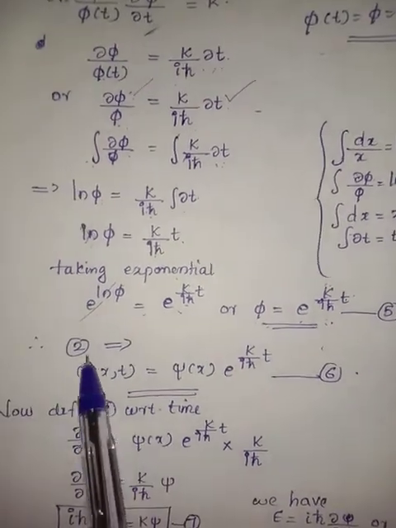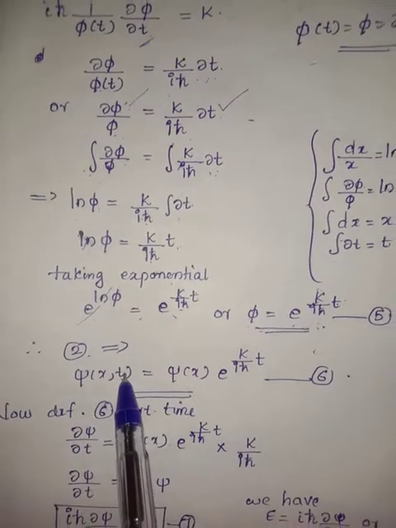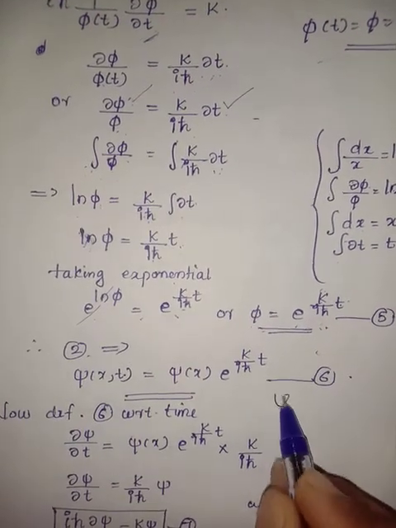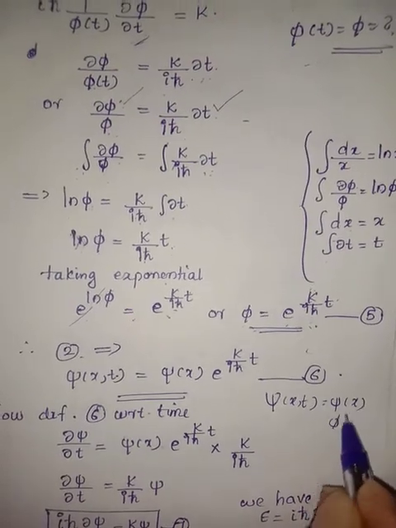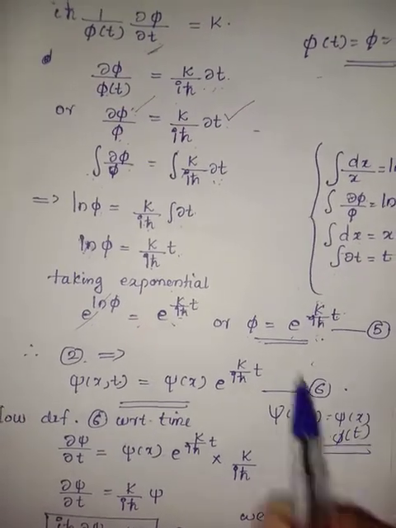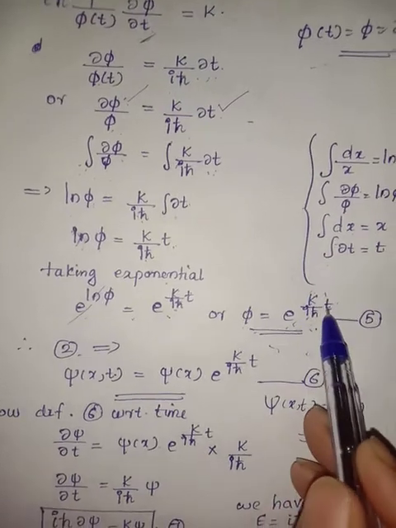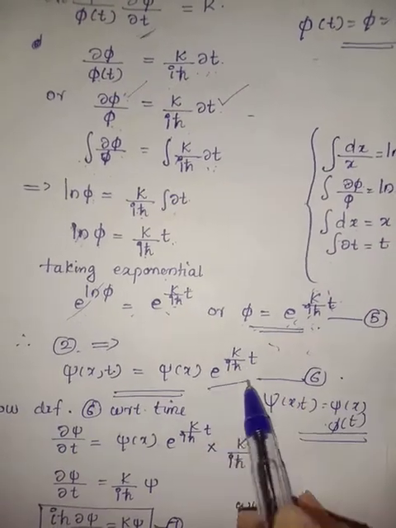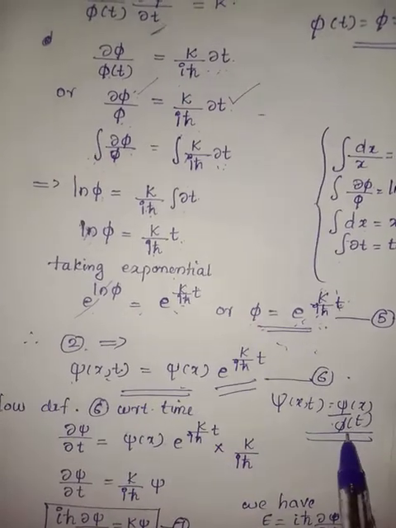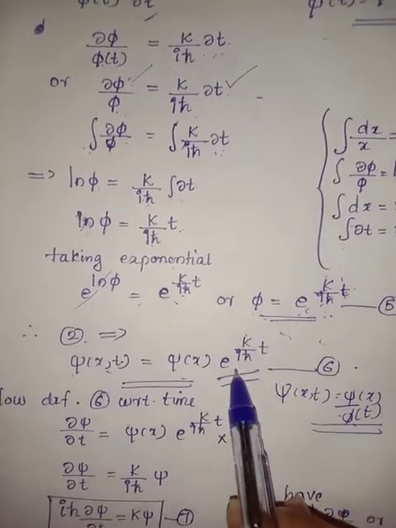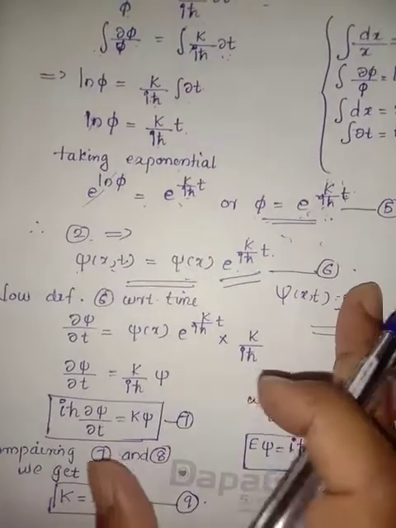Now what will be our wave function ψ(x,t)? I have written ψ(x,t) as ψ(x) into φ(t). That was the format. Now φ(t) is equal to e raised to k/iħ into t, so we can substitute that here. So ψ(x,t) is equal to ψ(x) into, instead of φ(t), e raised to k/iħ into t. So this is equation number 6.